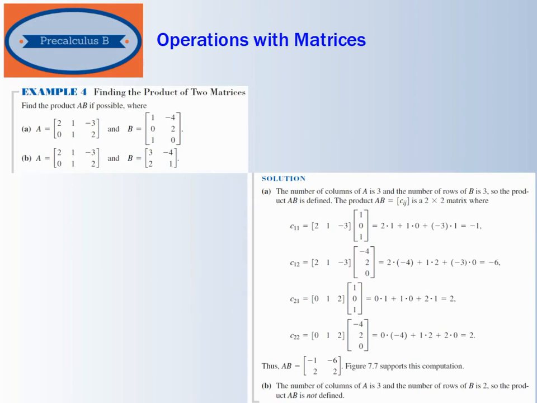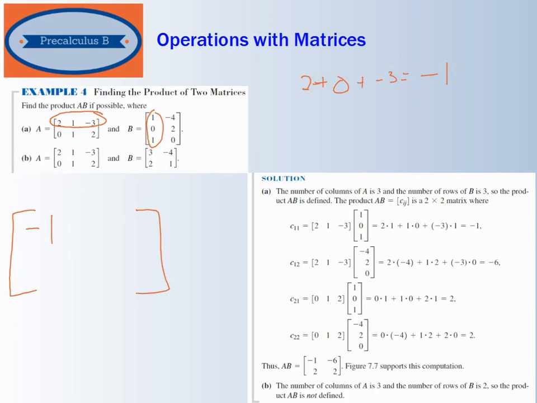Let's take a look at the solution here. In A, we're going to take the first row times the first column, and that's going to give me the element in the first position. Remember, we're going to get a resulting array that is just 2 by 2. So 2 times 1 is 2, 1 times 0 is 0, so we're at 2 plus 0, and then negative 3 times 1 is plus a negative 3. When I add all that together, we get negative 1. So negative 1 goes in the top left.